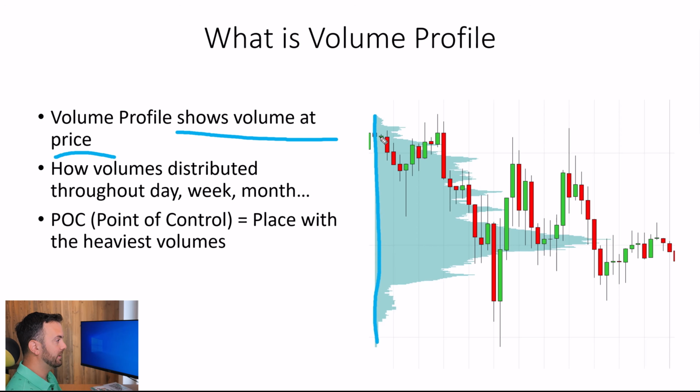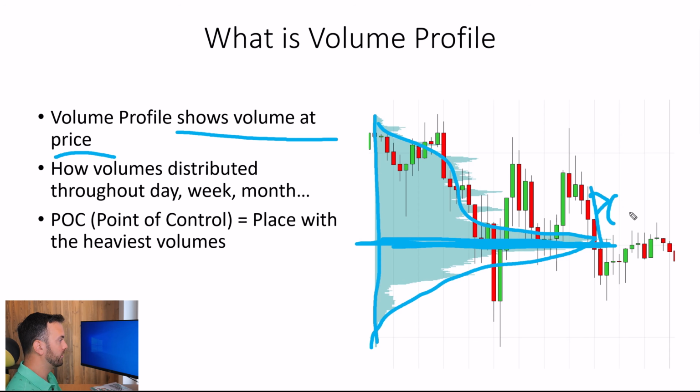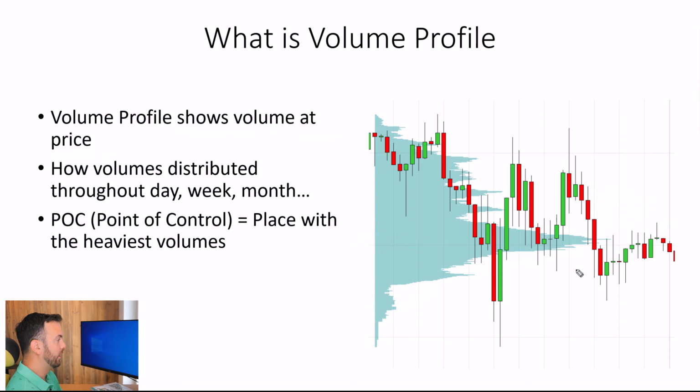So if you look at the volume profile, this is it. And the wider the volume profile is, for example here, the heavier volumes were traded at this price level, right? This is called the point of control, this level where the heaviest volumes were traded. And essentially what the profile is showing you is how the volumes were distributed throughout the whole day.